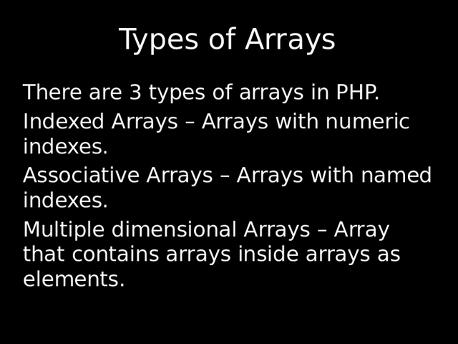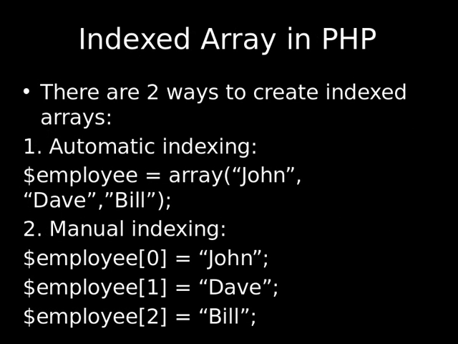Indexed array in PHP. There are 2 ways to create indexed arrays. Automatic indexing, as in the given example: $employee = array("John", "Dave", "Bill"). Manual indexing: $employee[0] = "John", $employee[1] = "Dave", $employee[2] = "Bill".